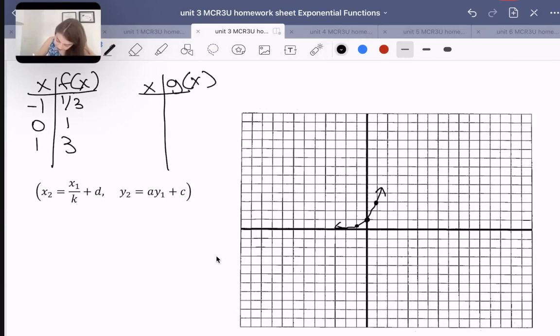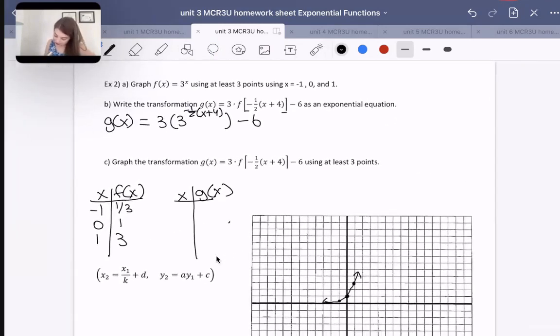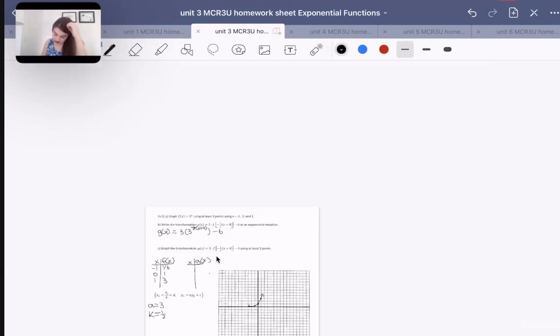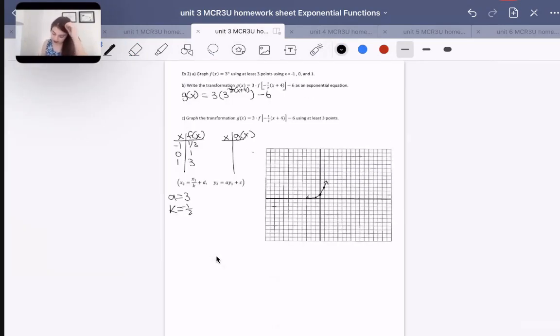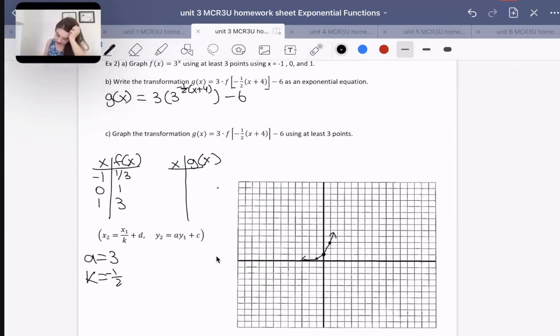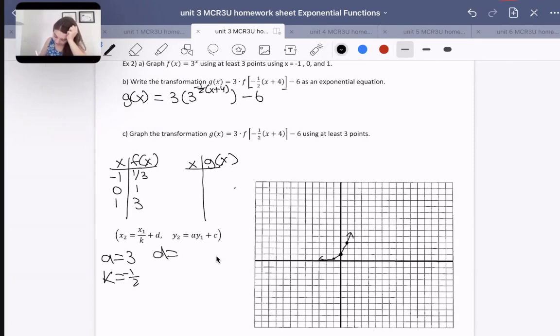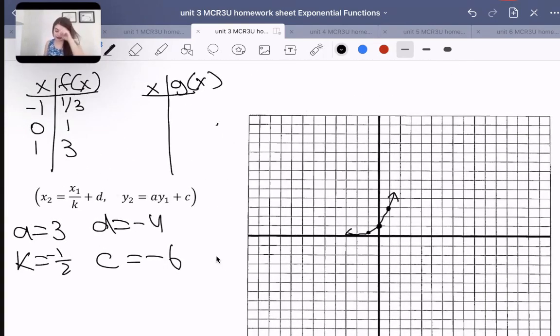Let's do x and g of x, and we're going to plug in all our values. So first we have to find out what the values are. Looks like a is 3. What else do we have? k is negative a half. Which one's d and c? I forget. c is the one outside. Okay, so it's d first. d would be negative 4, and c would be negative 6. So now all we need to do is take each one of these points and plug them into this equation to get our transformed points.